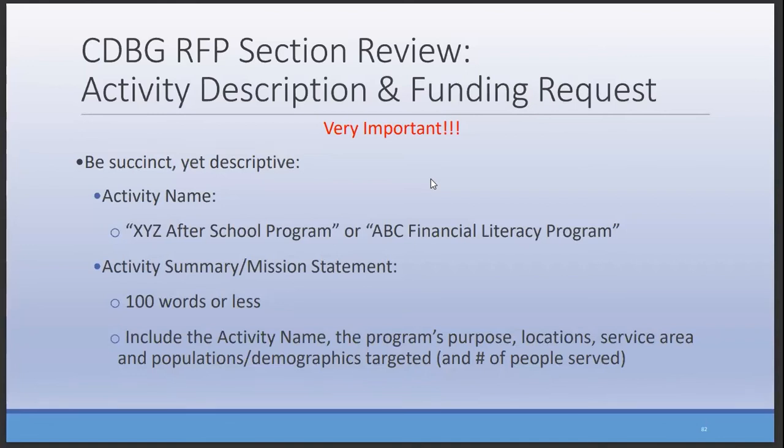Your agency's mission statement should be consistent with the activity summary. However, organizations usually have to create a summary for the activity that is different from its mission statement so that it meets certain conditions. More specifically, the summary should be less than 100 words. It should include the activity name, its purpose, where the services will be provided, the target geographic areas and populations, and the number of people served. Some of these criteria will be explained more in depth in upcoming slides.